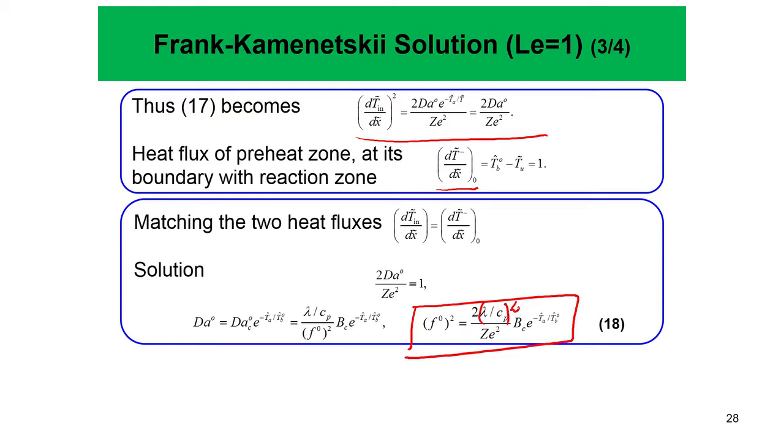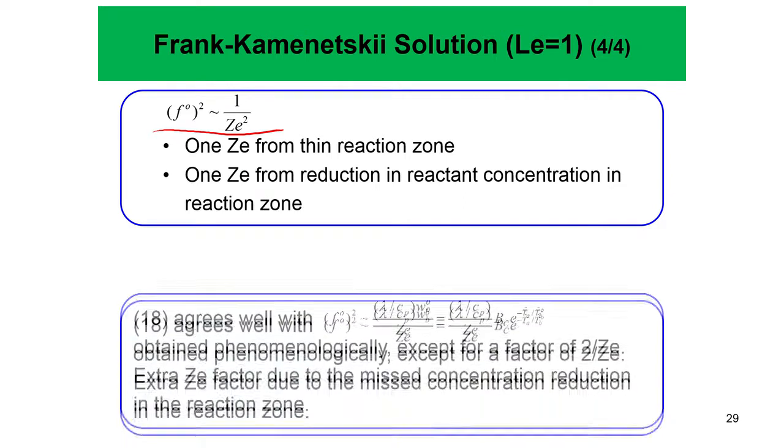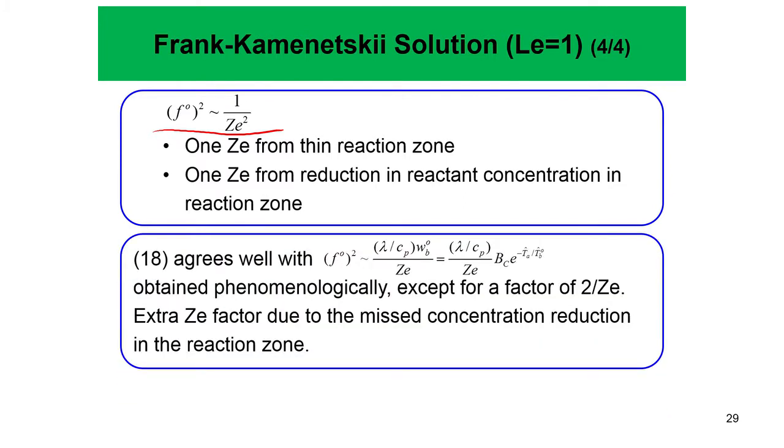We have considered Lewis number to be not equal to 1, so it appears in the numerator if it is not. This is a beautiful relation that you get: F0 squared, the burning flux squared, is equal to 2 times lambda by Cp by Zeldovich number squared times Bc times e to the power of minus Ta tilde by Tb tilde. So you see that F0 is essentially proportional to 1 by Zeldovich number squared. One Zeldovich number comes from the thin reaction zone of that analysis, and the other comes from the reduction in the reactant concentration in the reaction zone.